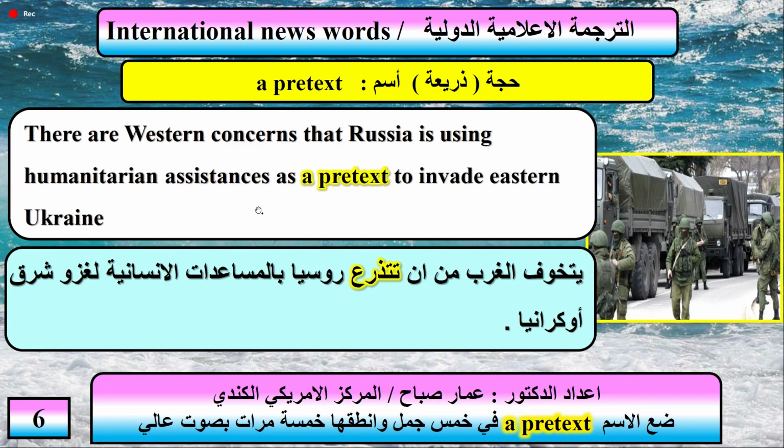The next one, we have a pretext. There are Western concerns that Russia is using humanitarian assistance as a pretext to invade eastern Ukraine. Humanitarian assistance. Let us read it.